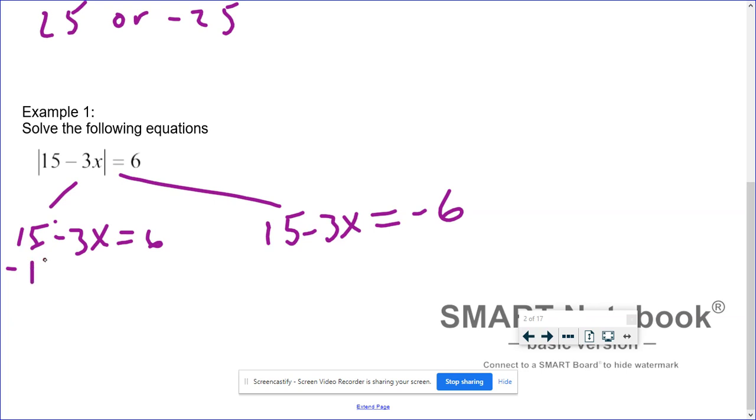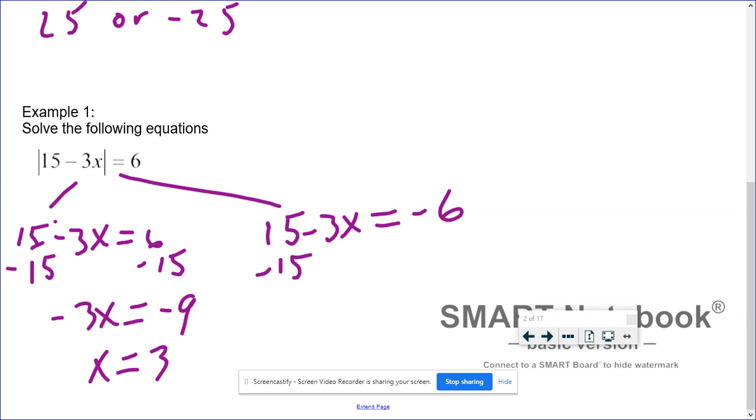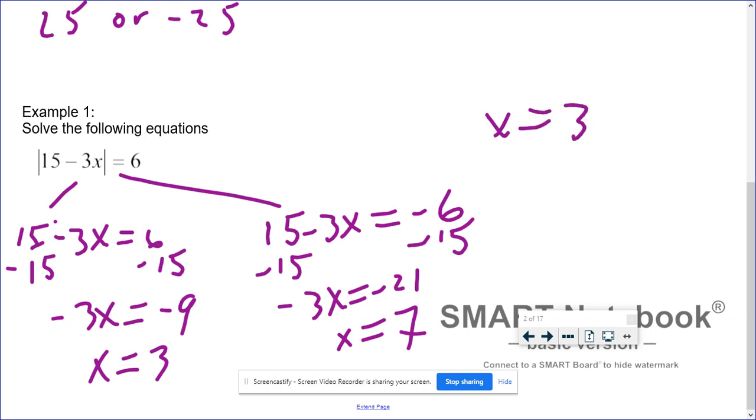Here we'll subtract 15, and you get negative 3x is equal to negative 9. Divide both sides by negative 3, and you get x is equal to 3. Over here, you subtract 15, and you get negative 3x is equal to negative 21. Divide both sides by negative 3, and you get x is equal to 7. So in this case, you could say x is equal to 3 or 7.